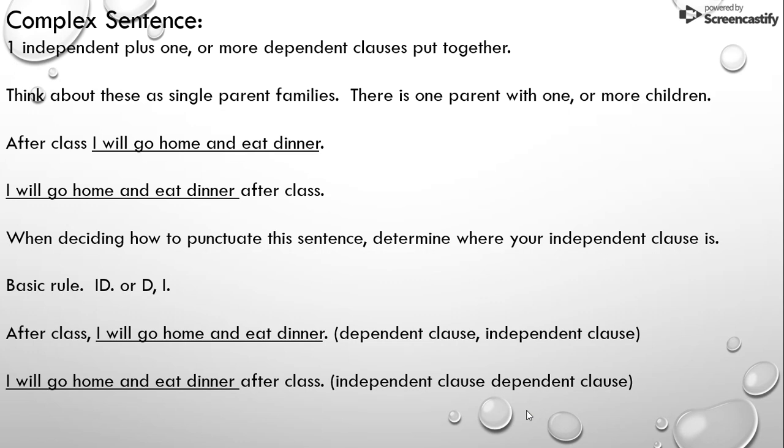So file that away just kind of in the back of your memory. If your sentence is ID, no comma. If your sentence is D or starts with a D, it's going to be D comma I. And so you see these sentences correctly punctuated now here at the bottom of your screen. After class, comma, I will go home and eat dinner. I have a dependent clause, which I need to follow with a comma, and then I have my independent clause. And then you see if you want to write it the other way, now the comma has disappeared because I'm writing in the ID pattern that we just talked about.